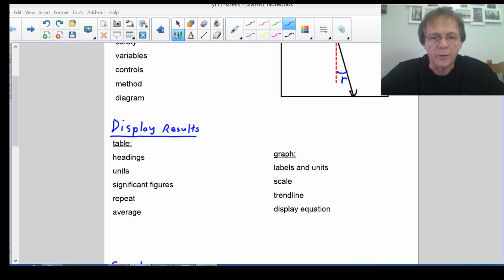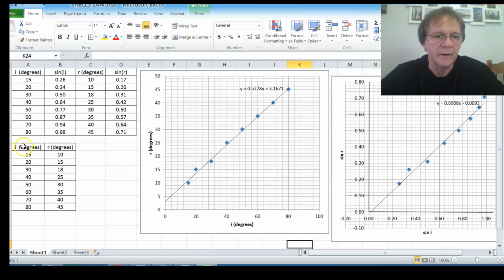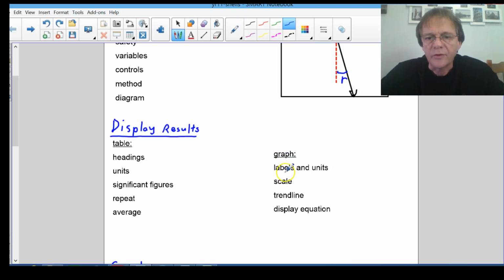So a table might look something like this, I in degrees and R in degrees, and that's all your data collected. Now when you come to the graphs, you'd have to label that, give the right units, give a suitable scale, but obviously that's if you're hand drawing it. These days Excel will give you a scale itself, but you still may want to adjust that. You should add a trend line through the Excel process and also display the equation, and that'll display all your data together effectively, hopefully.